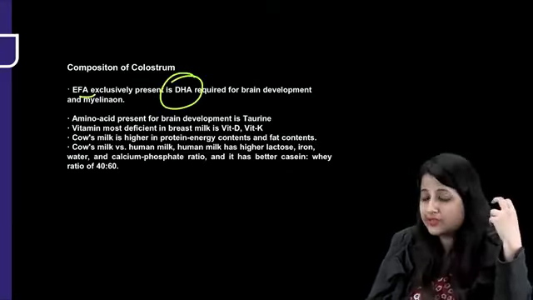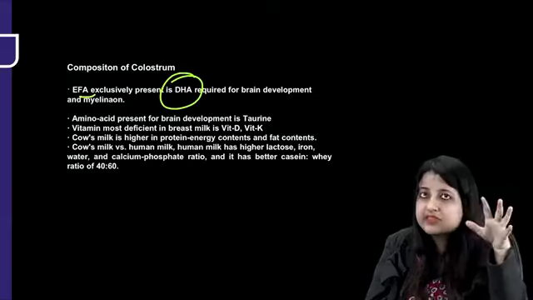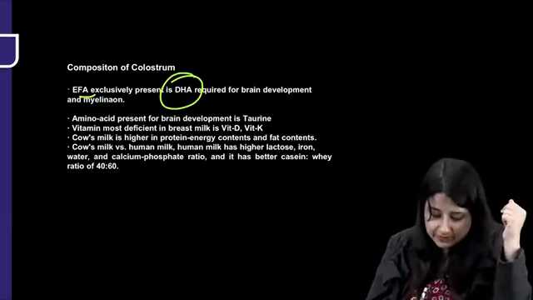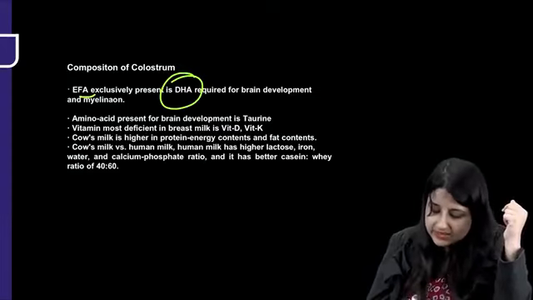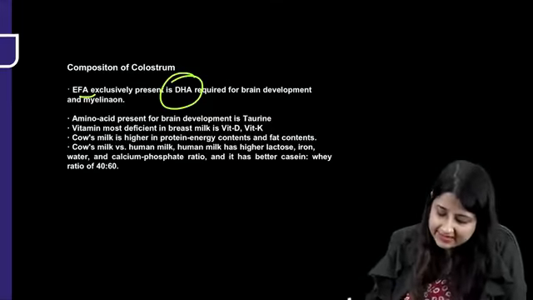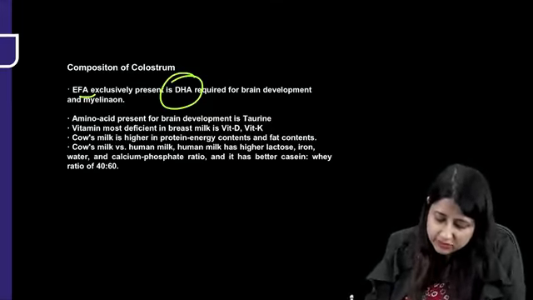Vitamins deficient are vitamin D and K. D is present in small amounts, but then we need to put the baby in sunlight for some time. Cow's milk: the amino acid present for brain development, everybody, is taurine. Cow's milk is higher in protein, energy content and fat content, cow's milk versus human milk.